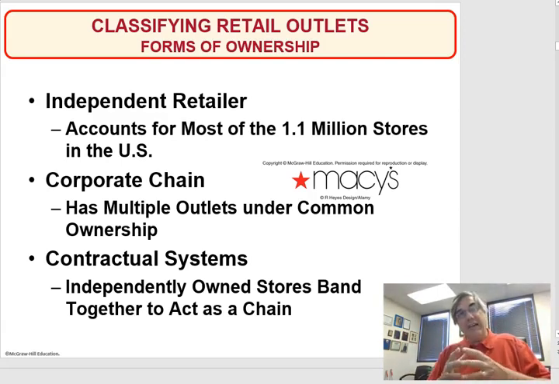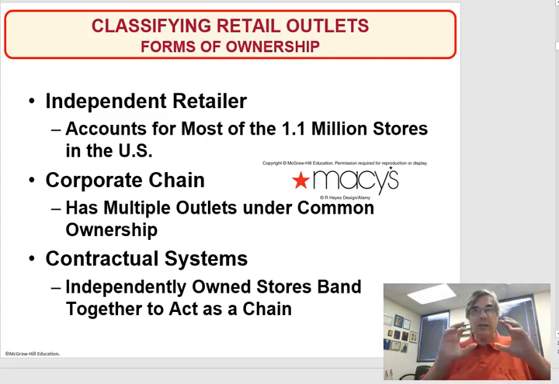Now you also have something called a corporate chain. Corporate chains are stores that all have central ownership. Nordstrom's or Macy's, or my personal favorite, Neiman Marcus. Neiman Marcus is a chain, and when they open up stores, it's the corporate headquarters that is giving the go ahead to go and open that chain.